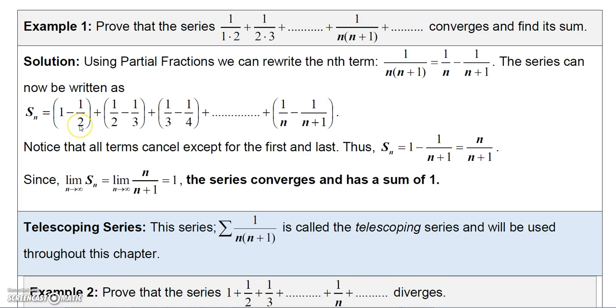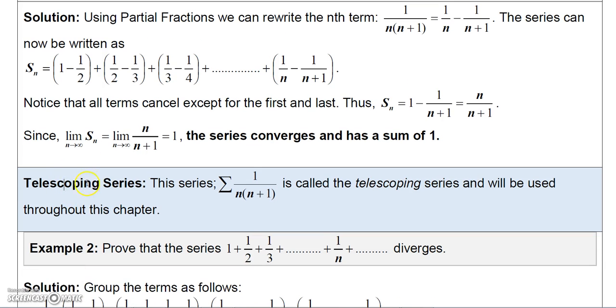Now if you'll notice here, all the terms cancel. Minus a half plus a half cancels, minus a third plus a third cancels, minus a fourth plus a fourth cancels, and so forth. Minus 1 over n cancels with plus 1 over n. So the only two terms I'll have left are the 1 and the minus 1 over n plus 1. So this sum is nothing more than 1 minus 1 over n plus 1. Another way to write that is n over n plus 1 if you get a common denominator. Now, if you take the limit of this sum as n goes to infinity, you get 1. So the series converges and has a sum of 1.